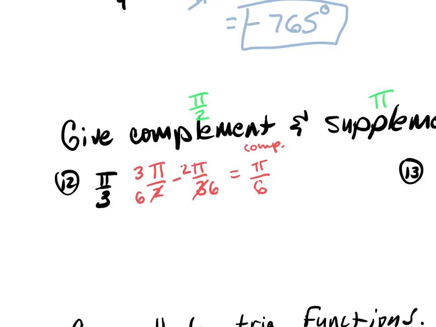For the supplement, we do the same thing, but instead we start with pi minus pi over 3. Again, we need our denominators to be the same, so for the first one, I'm going to multiply the top and the bottom by 3. So I have 3 pi minus pi, which is 2 pi over 3. This is our supplement. Any questions on this one?